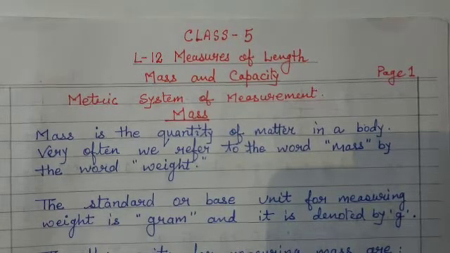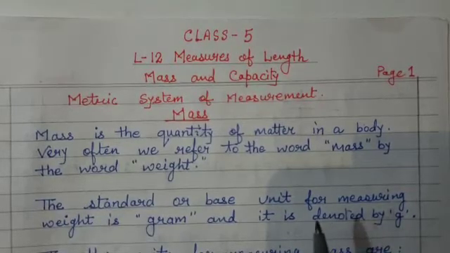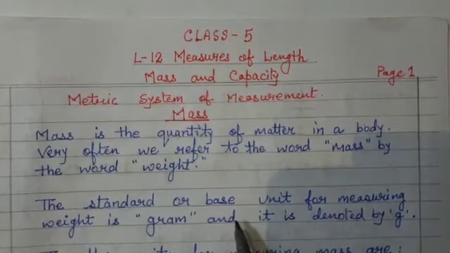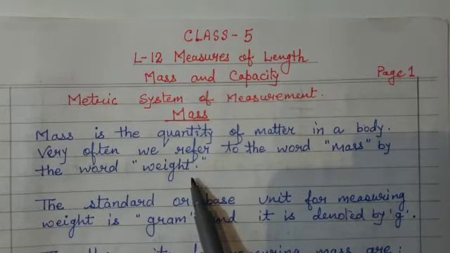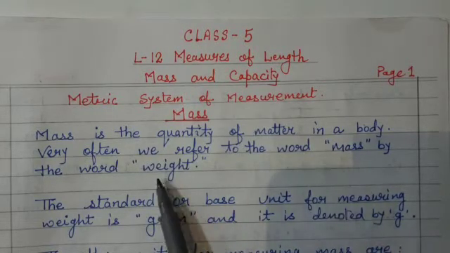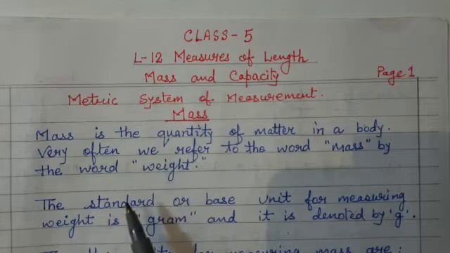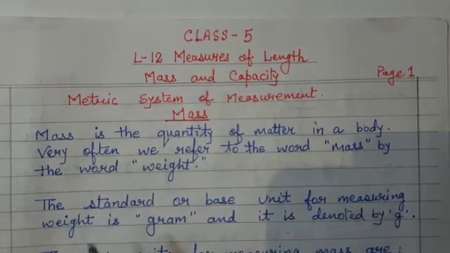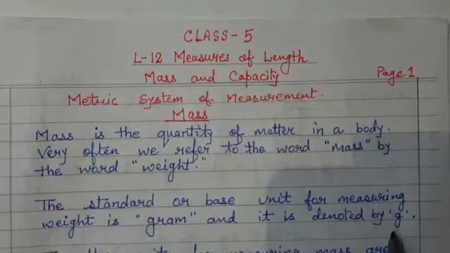Whenever you hold a body, you can feel a certain weight. And we refer to the word mass by the word weight. The word weight is often used in place of mass. The standard or basic unit for measuring this weight is called gram and it is denoted by g.